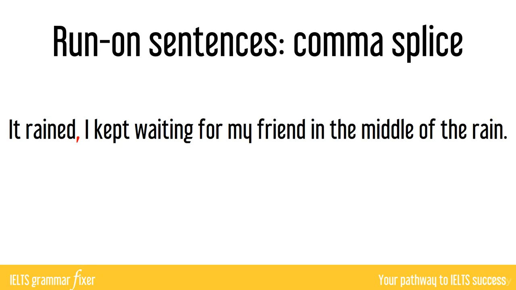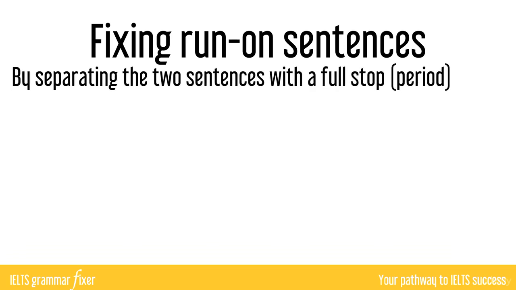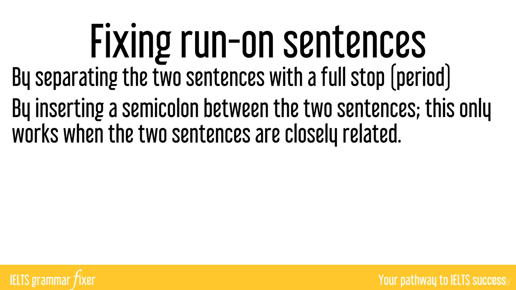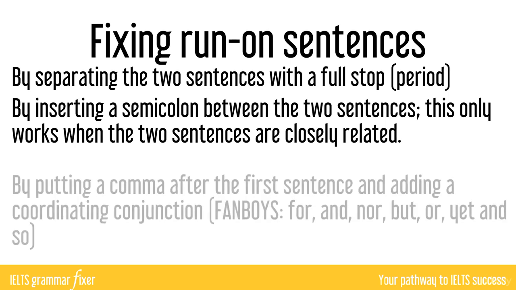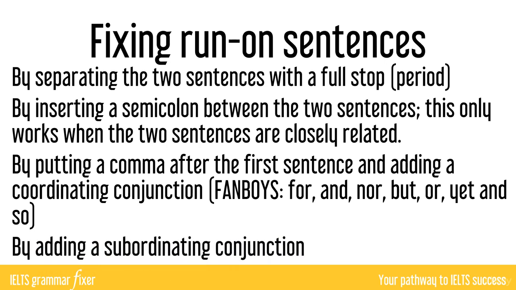Then, how do you need to correct these run-on sentences? There are a few ways to fix this. A. By separating the two sentences with a full stop. B. By inserting a semicolon between the two sentences. This only works when the two sentences are closely related. C. By putting a comma after the first sentence and adding a coordinating conjunction. D. By adding a subordinating conjunction.